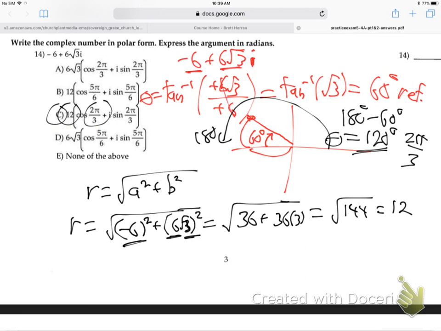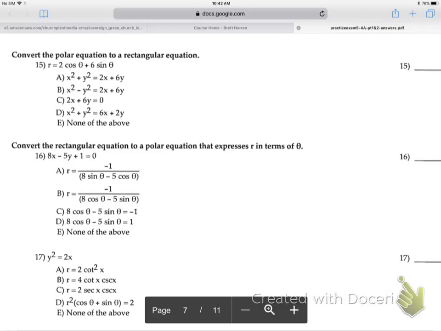There we go. All right, I'm going to keep moving in the interest of time. How many questions are there? Ooh, 22. All right, so number 15.